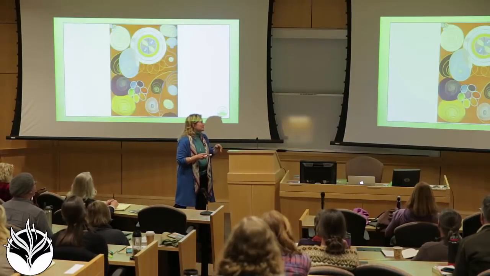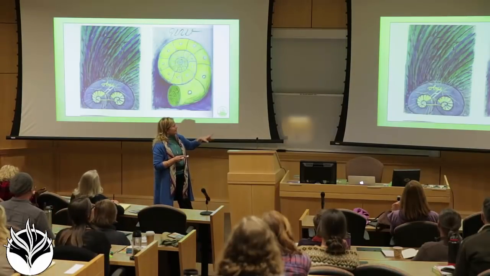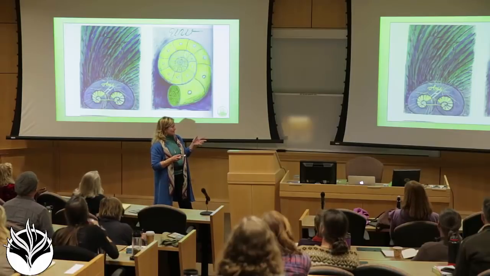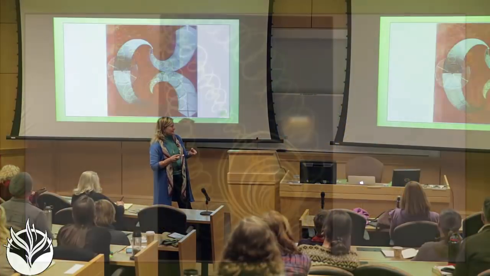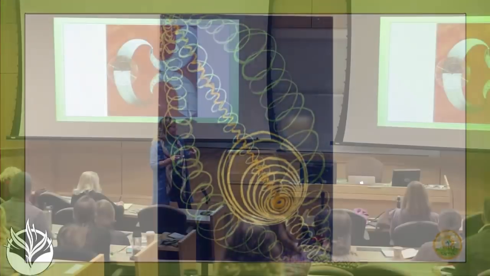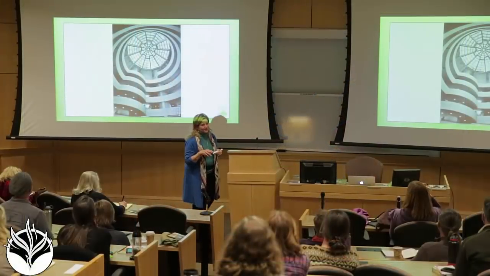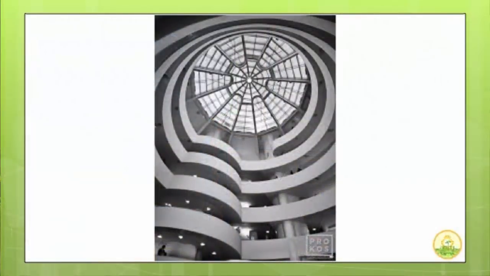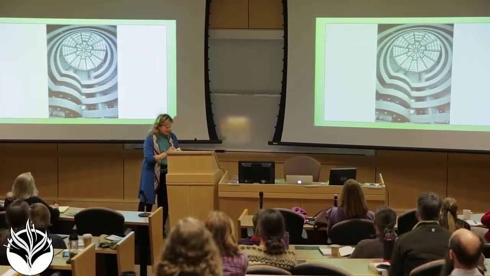So I'm just including some of her pictures because, again, you see this spiraling that she saw in so many of her pictures, expressing these primordial dynamics. And then this is the Guggenheim itself. In her wish for the exhibition, this was many years ago, she wanted it to be exhibited in a spiral, which, as you all know, the Guggenheim is, that spiraling.